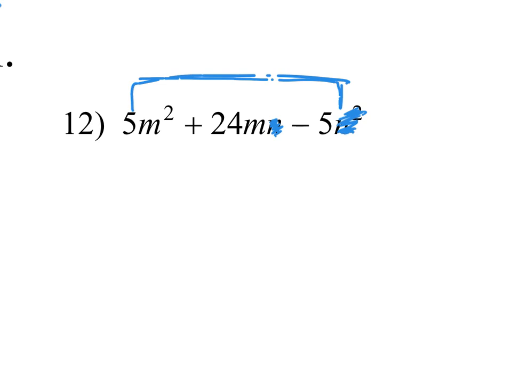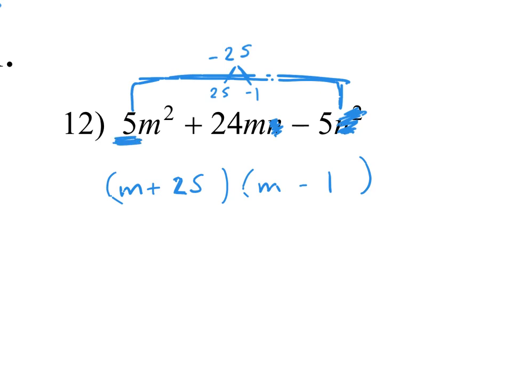What are two factors of -25 that add to 24? 25 and -1. Perfect. So in our parentheses, we put m minus 25... wait, we put m plus 25, because the 25 is positive, and m minus 1. And then since we started with a number that was not 1, we have to make sure we divide by that number.